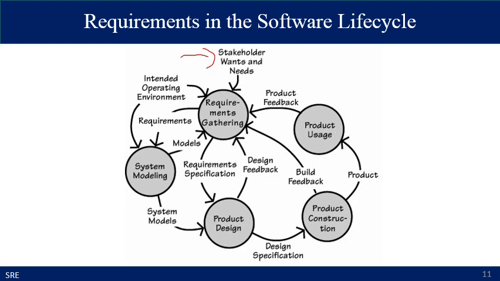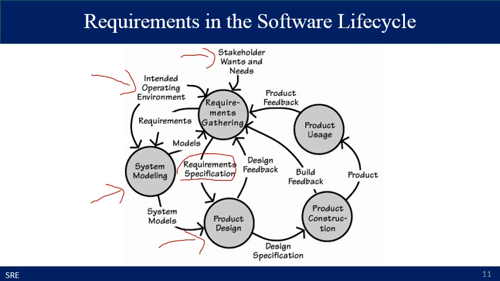Then you can look at the intended operating environment, that is, in what circumstances your system will work. We use these requirements gathered from the stakeholders to model a system, which will eventually lead to a software specification document. Then, after the system modeling and specification, you convert these requirements to form a product design.